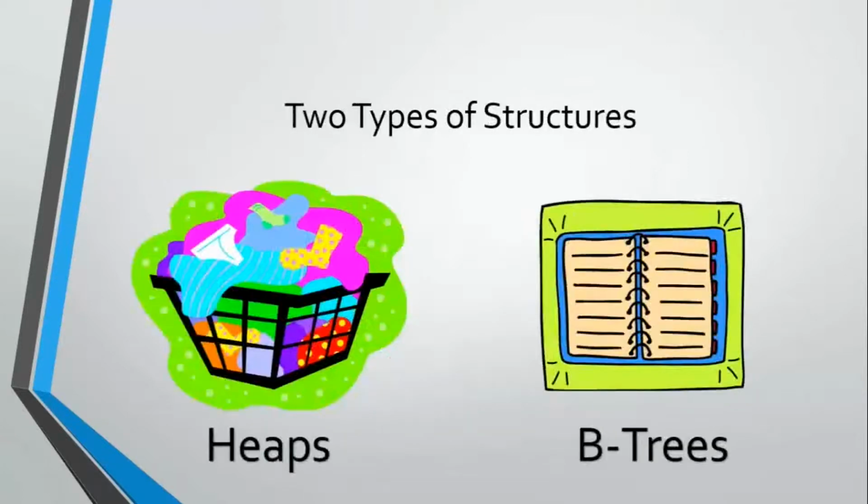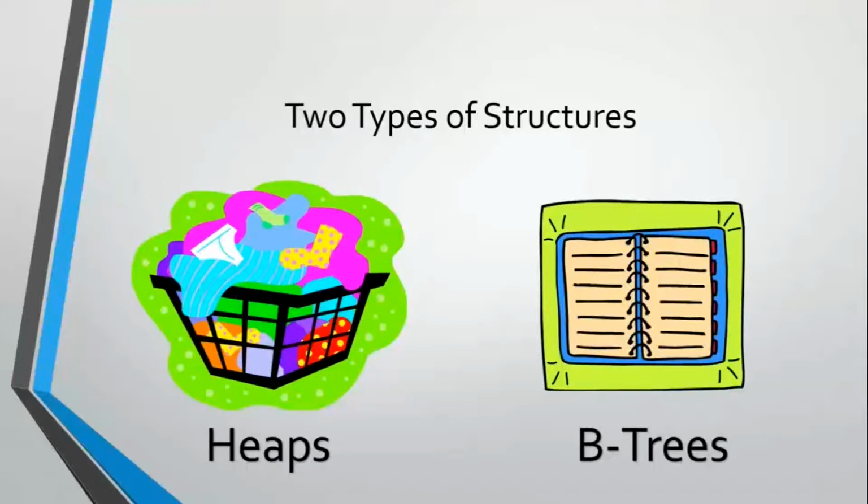We are going to talk about two types of structures today. The first is called a heap, and the second is called a B-tree. If you notice, I have a heap pictured as a big pile of laundry. Now, I'm not saying that it's dirty laundry. It's probably nice, clean laundry that just came out of the dryer, but it is not organized in any way. And you may be wondering, why are we talking about that? This is something about indexes.